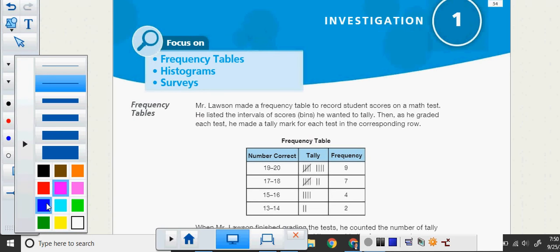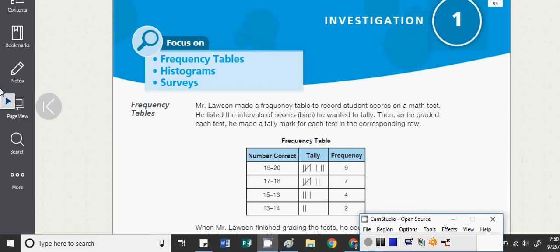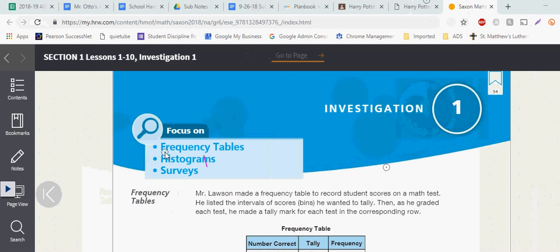Sometimes I do, sometimes I don't stop for these extra investigations. The lessons are important. I want to make sure we have time for them, but man, I can't help but think that this is a super important lesson. We want to learn how to read and create the different ways we can display data or information. Talk about what a frequency table is, a histogram, and a survey, and maybe get practice making one or two of these.